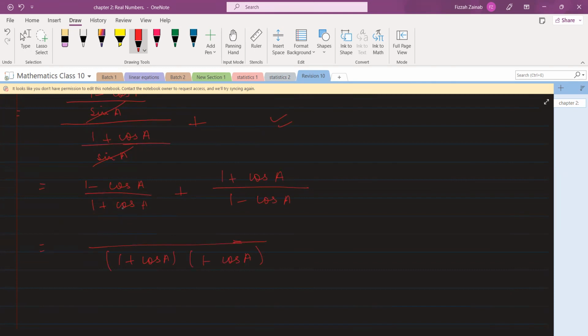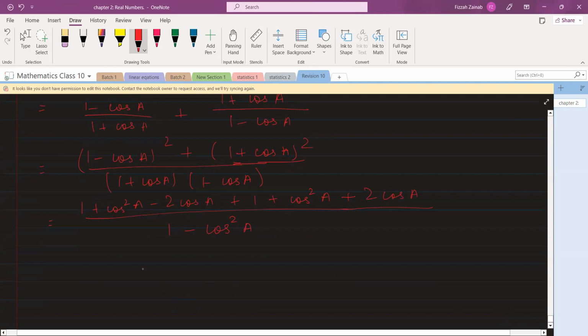So this time 1 plus cos A is already here, so it will become 1 minus cos A whole square plus 1 plus cos A whole square. Is that clear? 1 minus cos A is nothing, there's no identity. So you can open the bracket: A minus B whole square, so A square plus B square minus 2AB. Similarly here, A square plus B square plus 2AB, right? And in the denominator, you have A plus B into A minus B, so that is A square minus B square. So 1 minus cos square A, right?